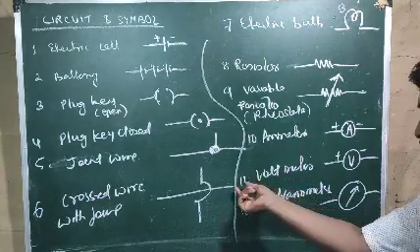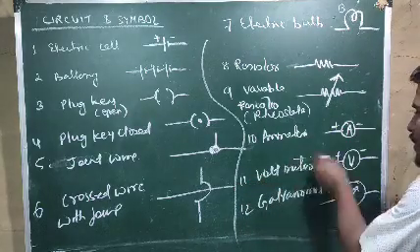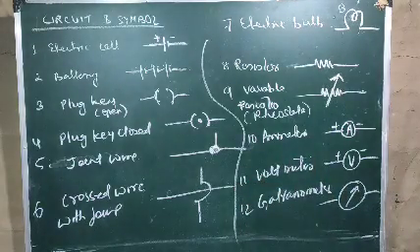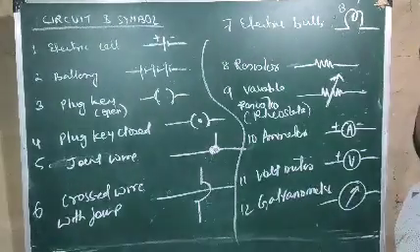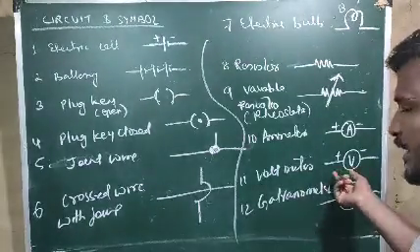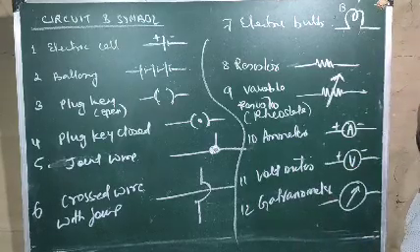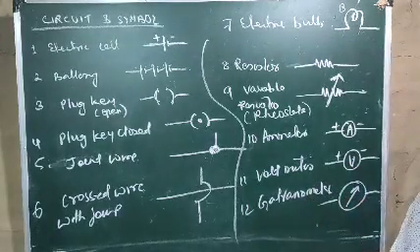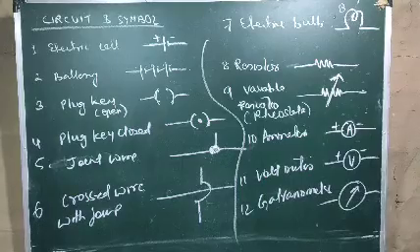Secondly, 11th number, it is a voltmeter. What is the function of voltmeter? To determine the potential difference between any 2 points in a circuit. Remember, potential difference. A voltmeter is a device which is used to calculate potential difference between any 2 points in a circuit.